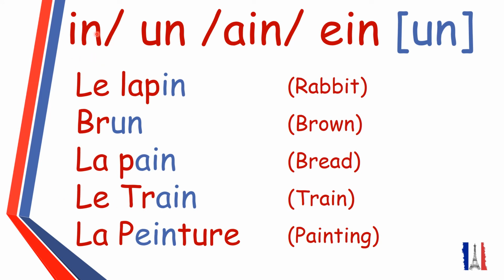The sound in. Un, ain or ein, they all give the sound in. For example, lapin, brun, pain, train, peinture. Le lapin, le train, la peinture.